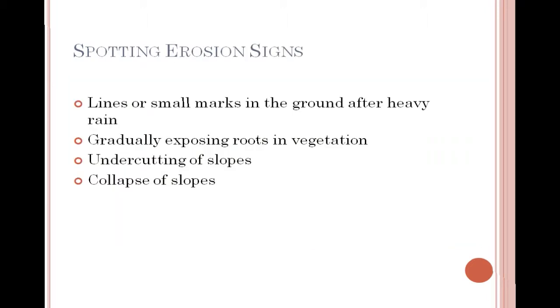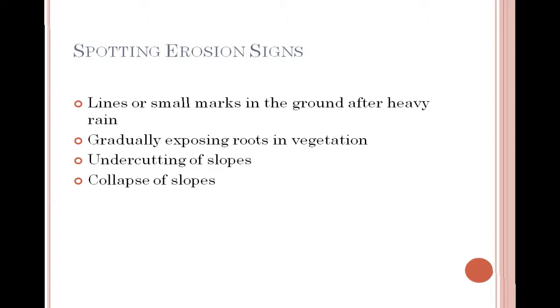Spotting signs of erosion. Does anyone know what to look for to spot erosion? Some of them are pretty easy, but you know, after a hard rainfall on a gravel road, you can see where the water has dug out a little trench. It's the exact same thing if it were on a lot. So lines or small marks on the ground after heavy rain. If you see a tree and its roots are completely exposed, there's a good chance that around that tree there's been a lot of erosion, because at one point those were underneath the dirt.